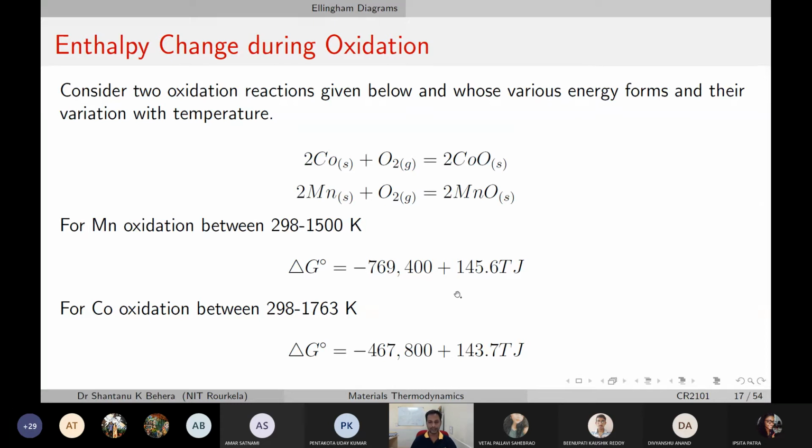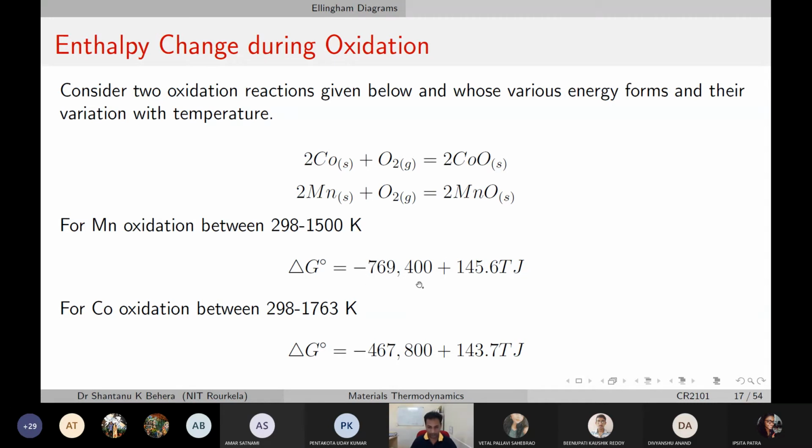Right? And if you look at these numbers, you can write this del G as del H minus T del S. From this equation, you can see that del S is minus 145.6. And look at the del S here, minus 143.7. That will be the del S for the cobalt oxidation reaction. You see that these two reactions are kind of close. They're not much different. All right. So if that were true, how do you expect the curves to be? They're almost going to be parallel to each other.